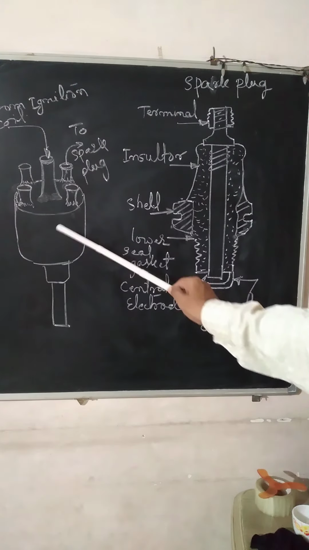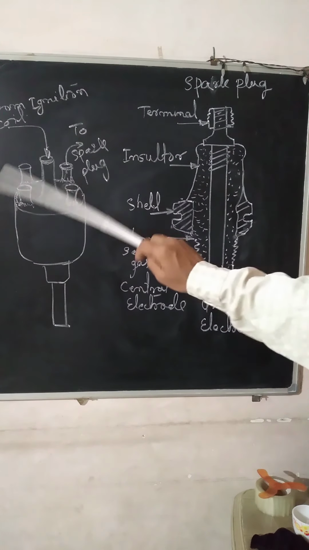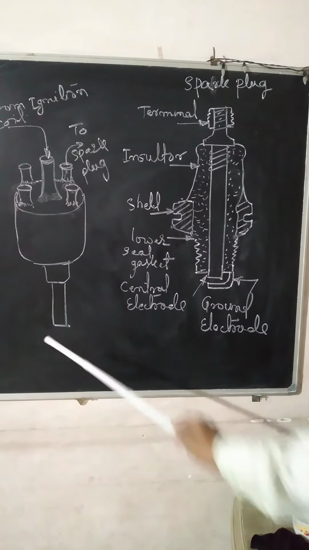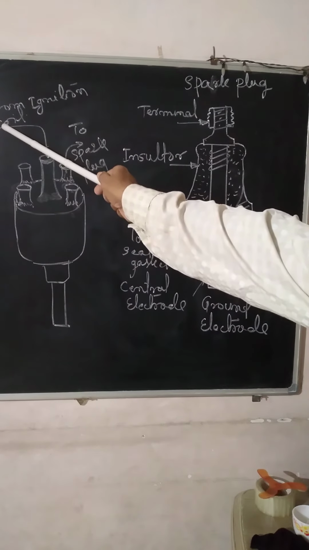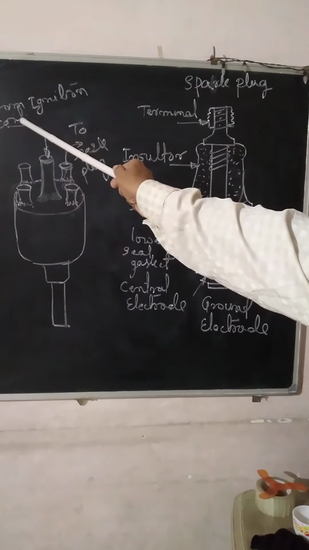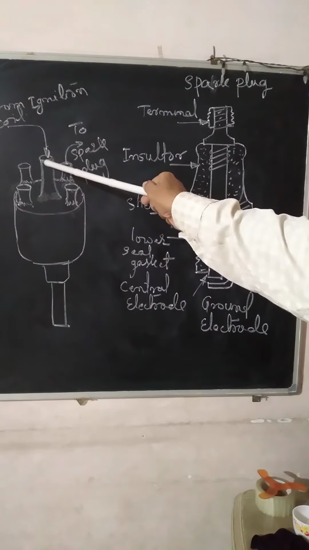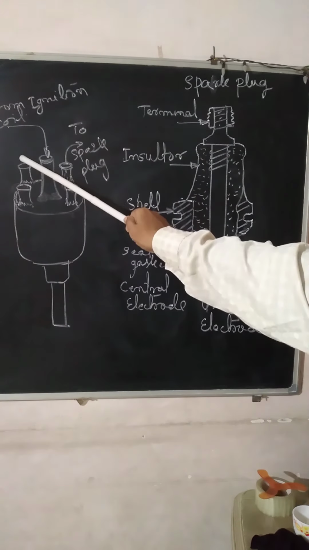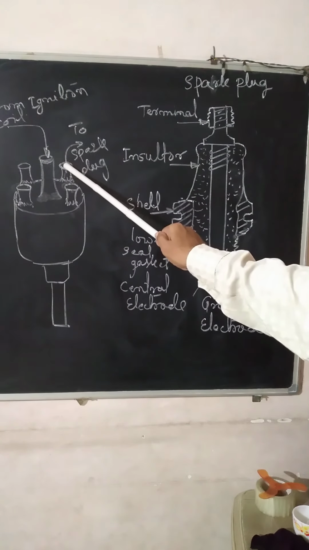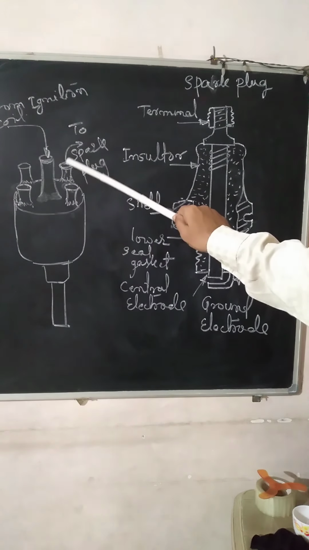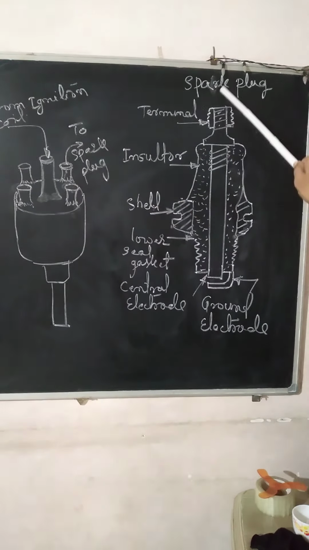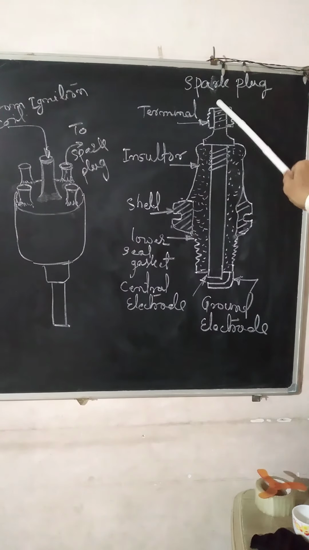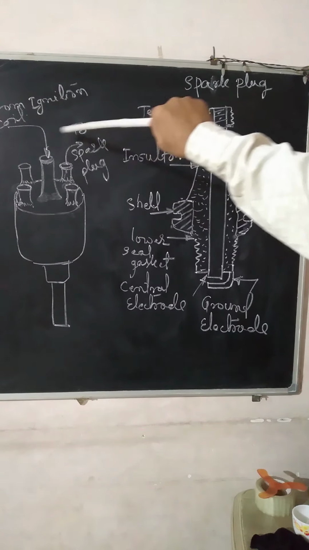This is the distributor, part of the battery ignition system. The secondary terminal of the ignition coil is connected over here. Now if it is a 4-cylinder petrol engine, you will find 4 such outputs over here. From these outputs, the cable connection goes to the corresponding spark plug. So this is the outer view.